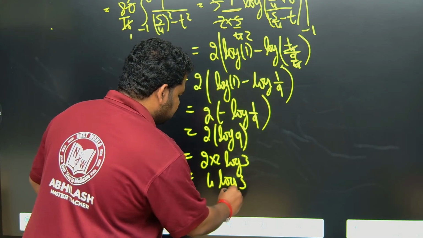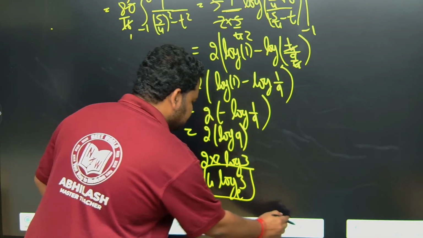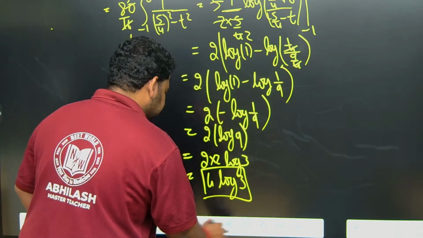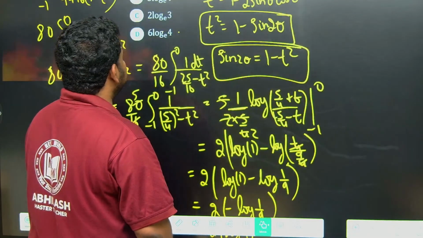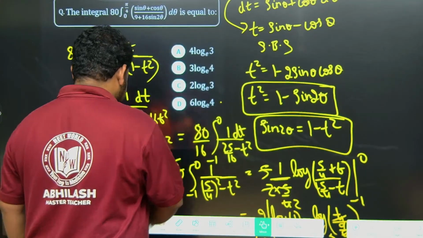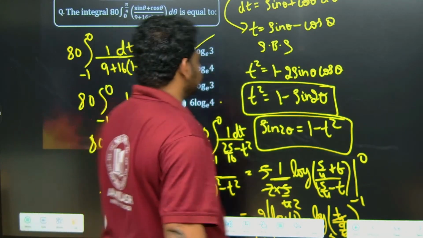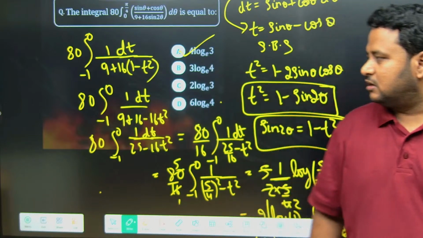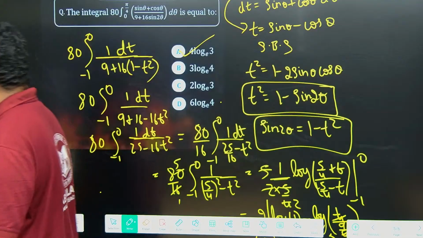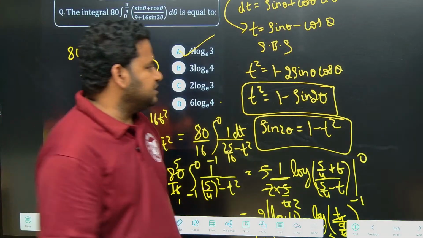4 times log 3 to the base c, no need to write base c, I am taking log. So this will become 4 times log 3. What is the option? 4 times log 3 is in the options, that is option A. Option A is the right answer to this question, friends. I hope it is clear to all of you.